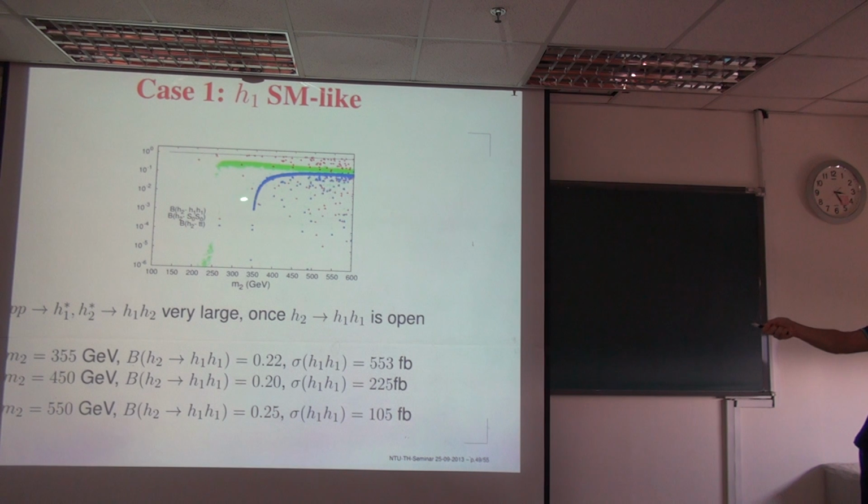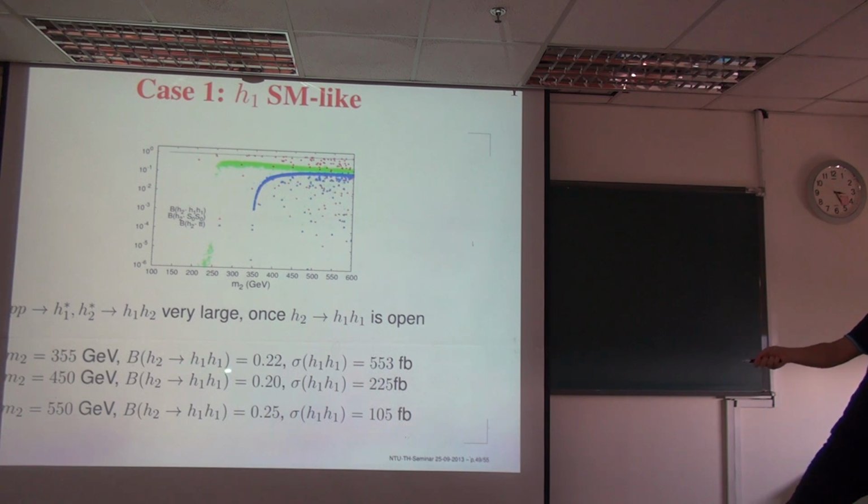You can see the green line here is just the decay of H2 going to H1. That means that you can have a resonant production of a pair of standard model Higgs-like. If this branch ratio is quite large, with this mass, the cross-section of a pair of H1 could be almost one order of magnitude bigger than the standard model cross-section.